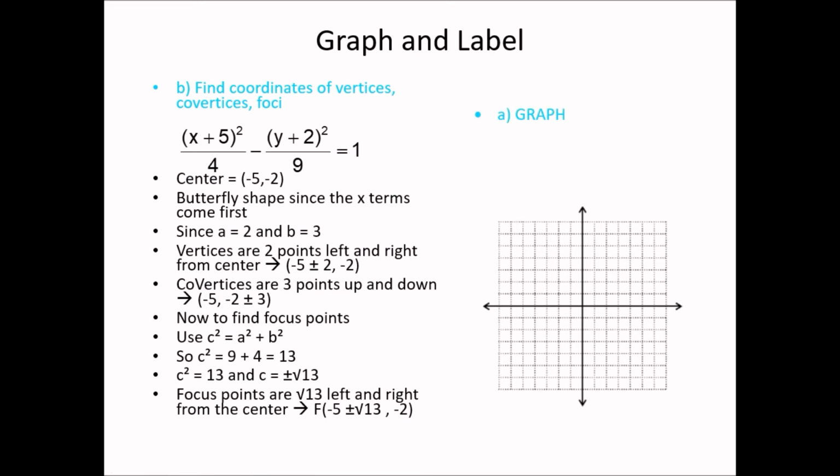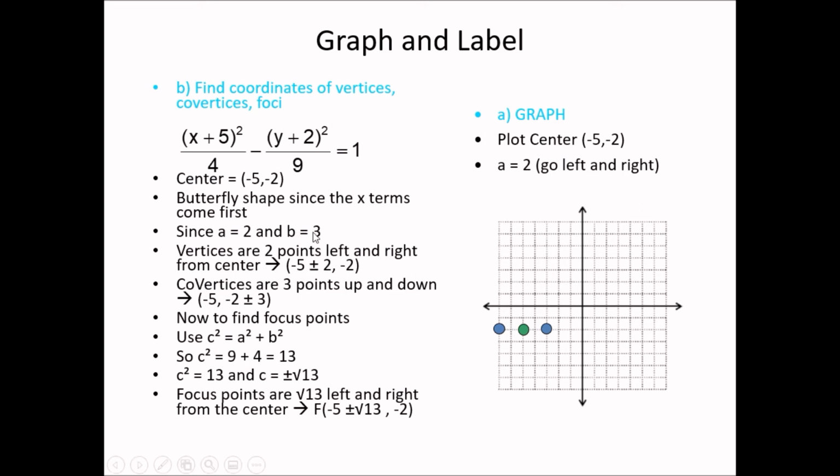Then, pwede na natin siyang i-graph. First is, ipa-plot natin itong points. We have -5 and -2. So, dito siya. Yan. Second is, yung ating a, 2 units. So, since horizontal siya, naglalay siya sa x-axis. So, from center to the left, 2 units. Center to the right, 2 units.